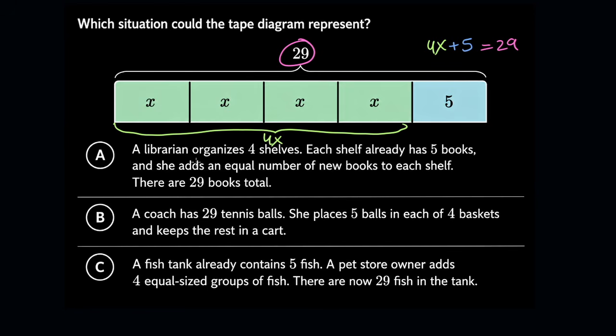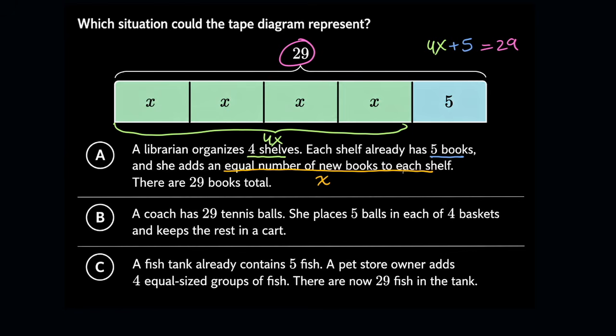A librarian organizes 4 shelves. Each shelf already has 5 books, okay? And she adds an equal number of new books to each shelf. So maybe that equal number of new books, that's the unknown, that is x. There are 29 total books. So 29 books total. So let's see.